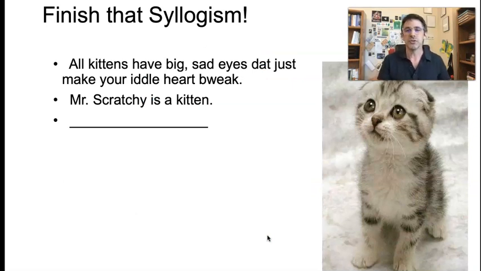All right, I give you a generally held philosophical truth, and that is that all kittens have big sad eyes to just make your little heart break. Second, verifiable fact, Mr. Scratchy here is a kitten. Therefore, what logical conclusion must we draw about Mr. Scratchy? Yes, that he has big sad eyes and your little heart is breaking right now. That's it. Again, we're probably going to get a little more complex than Mr. Scratchy syllogisms, but it's that basic framework.